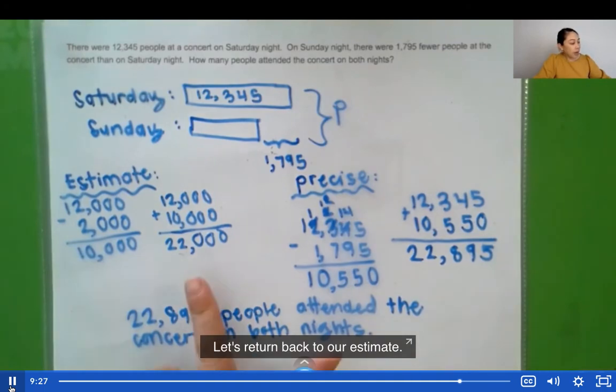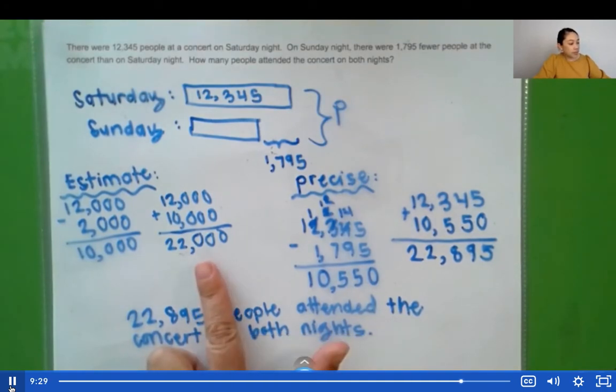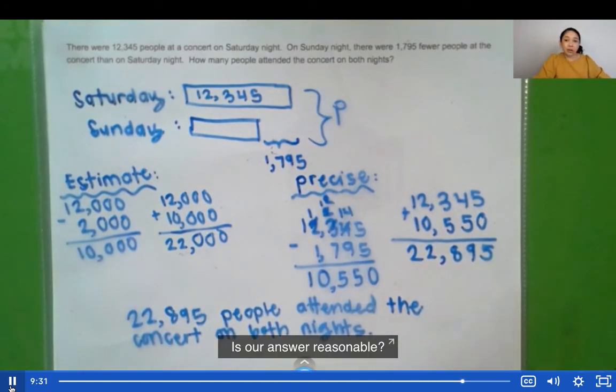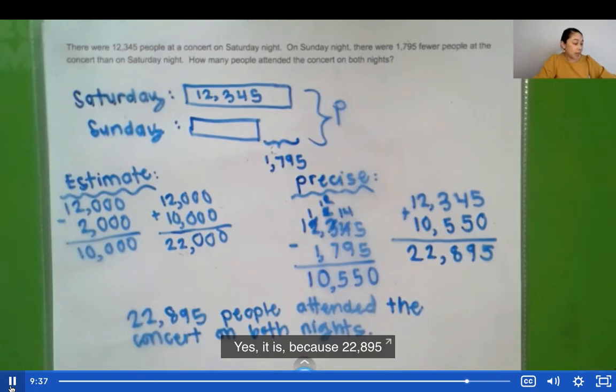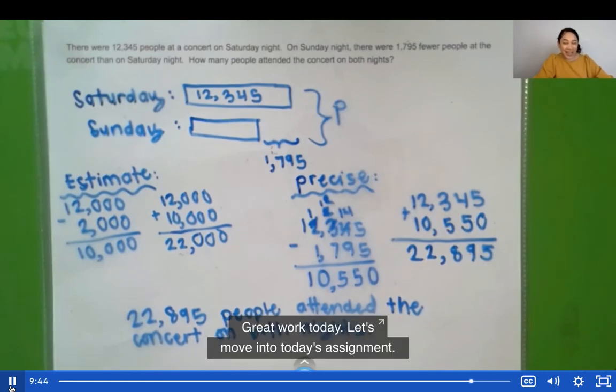Let's return back to our estimate. Is our answer reasonable? Yes, it is, because 22,895 is near 22,000. Great work today. Let's move in to today's assignment.